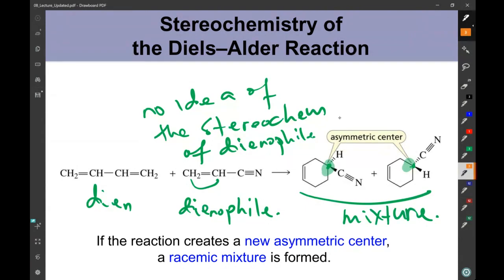So one of these centers will be R, the other center will be S. I don't know which one is R, but I know one of them will be R, one of them will be S. And so you see, we end up having a mixture. We end up having a racemate. So when you are reacting to create a new asymmetric center, chances are that you will end up having a racemate.